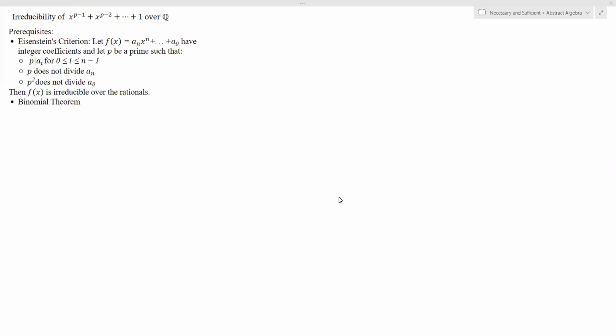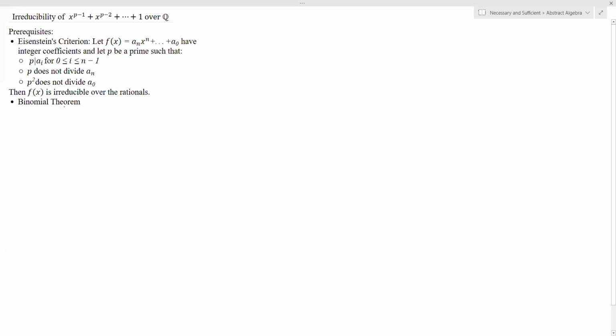What are the prerequisites for this problem? The biggest thing we need is Eisenstein's criterion. Let f of x be given by a_n x to the n plus ... plus a naught, some arbitrary polynomial that has integer coefficients, so these a_n's are integers. And let p be a prime number such that p divides all of the coefficients except for a_n, p does not divide a_n, and p squared does not divide a naught. Then if we have all of these conditions, we can conclude that f of x is irreducible over the rationals.